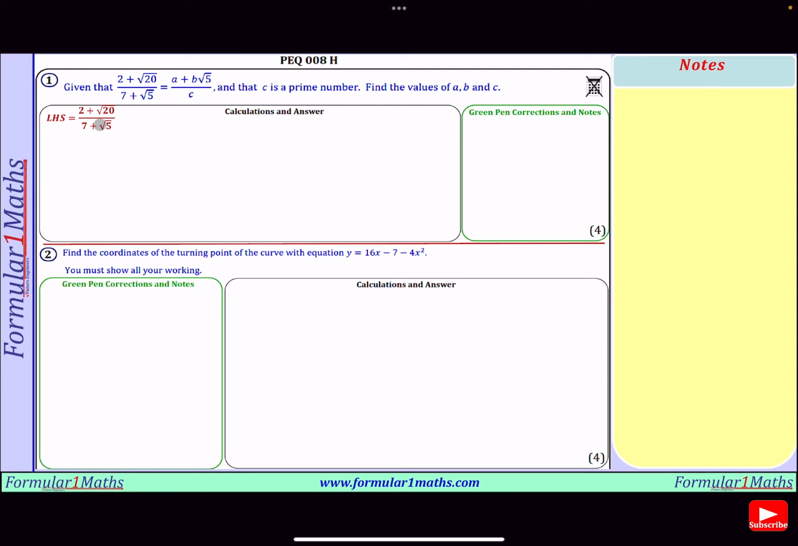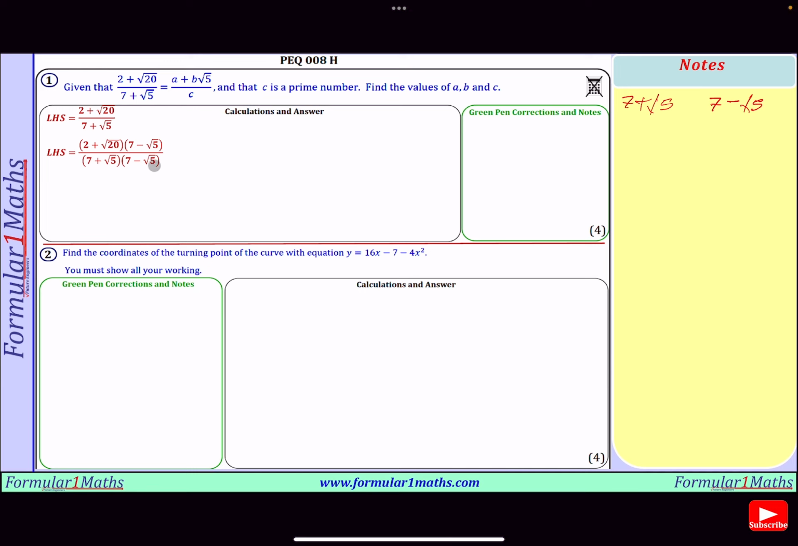So the denominator is given by 7 plus root 5. The conjugate of this is given by 7 minus root 5. So all we had to do was to change the sign from positive to negative over here. If this was negative, then the conjugate will have a positive over here. So we're going to multiply numerator and denominator by 7 minus root 5.